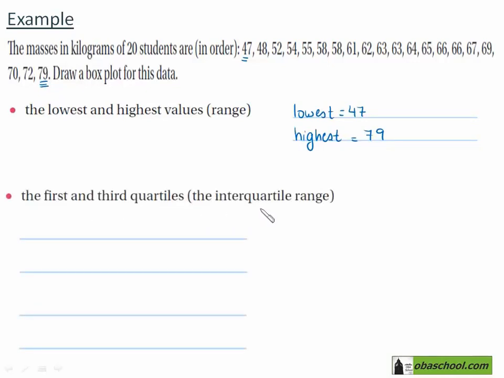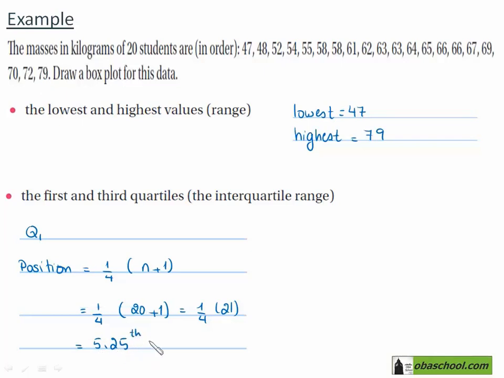Now, for Q1 and Q3 and finding the IQR, let's go ahead and do what we have been learning. For Q1, first you need to find its position out of the data set. It is 1 over 4 times n plus 1. Now, it's 1 over 4 into n is 20, since we have 20 students, 20 plus 1, which is 1 over 4 into 21. And that is 5.25. So, the position is right between the fifth and the sixth value within the data set of these 20 students. It's going to be right in the middle.